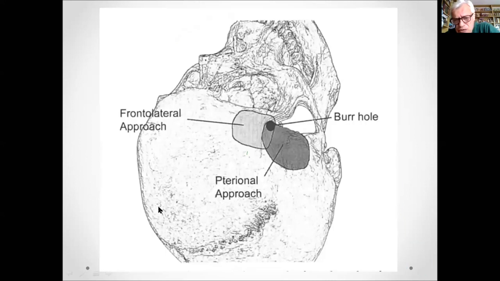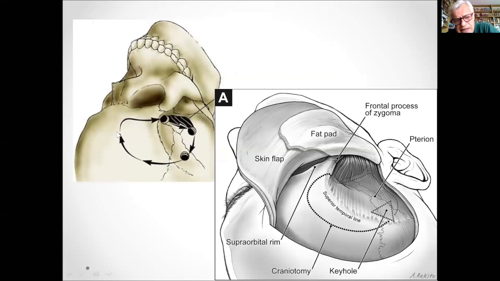Let's go to the sellar region, to sphenoid wing. Again, the textbooks might not be very helpful. See that this is declared as pterional approach. That's not pterional approach in my mind. This is subtemporal approach, frontal lateral approach, okay. These are rather large and with lots of temporal bone exposed, which is not necessary for the sellar region. You do not go that far back.